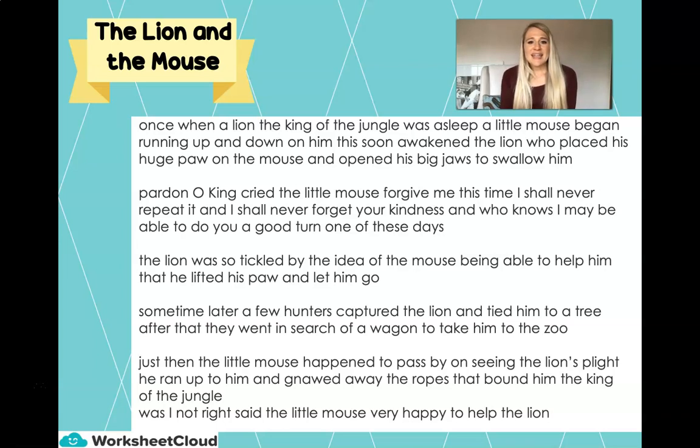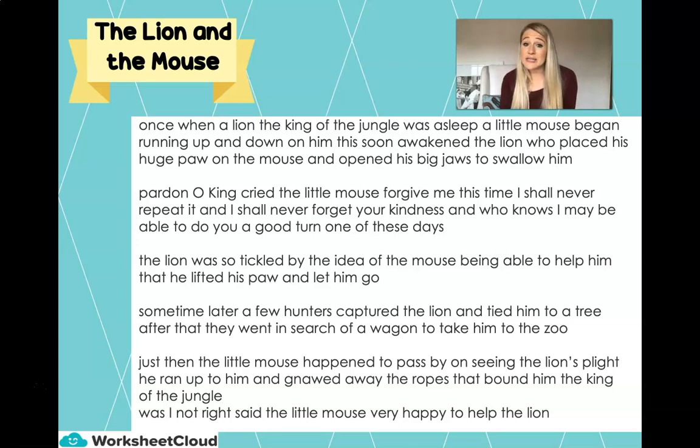Once when a lion, the king of the jungle, was asleep, a little mouse began running up and down on him. This soon awakened the lion, who placed his huge paw on the mouse and opened his big jaws to swallow him. "Pardon, O king," cried the little mouse. "Forgive me this time. I shall never repeat it, and I shall never forget your kindness, and who knows, I may be able to do you a good turn one of these days."